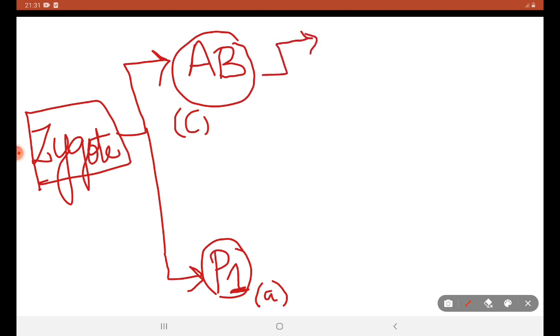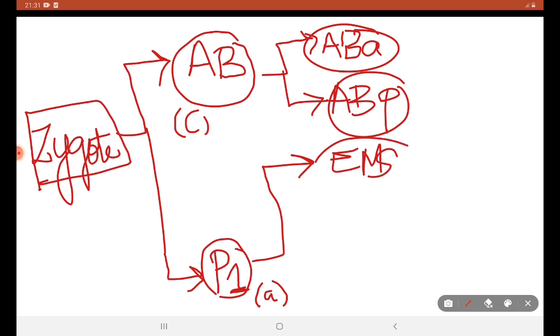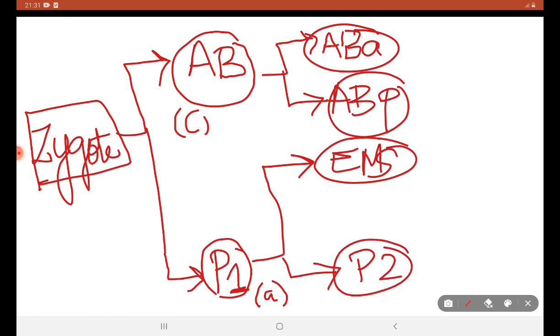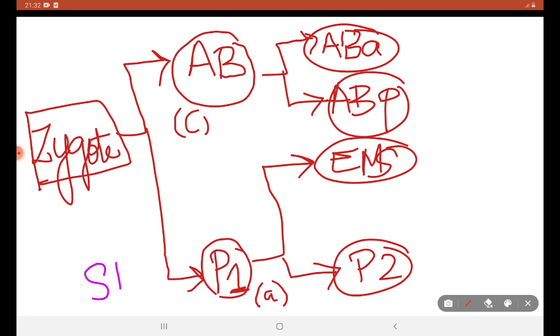AB can be divided into ABA and ABP. P1 can be divided into EMS and P2. So this SKN1 protein, what is the function of this SKN1 protein? This SKN1 protein will induce this P1. This is the basic function of SKN1 protein.